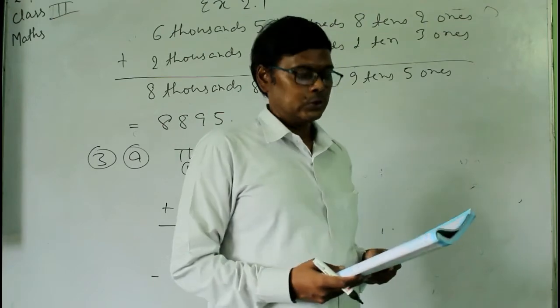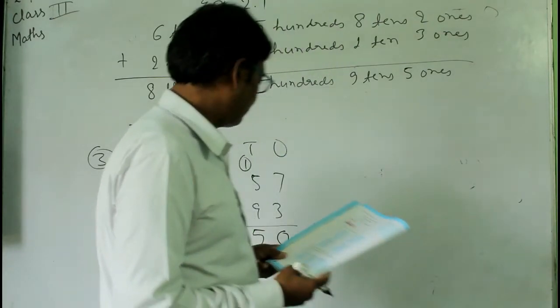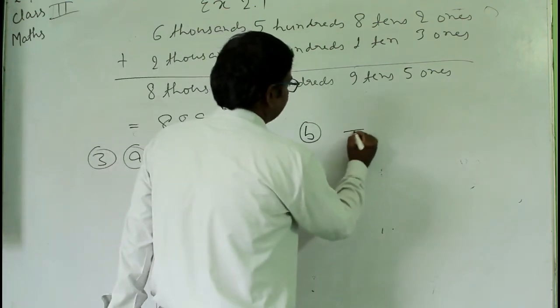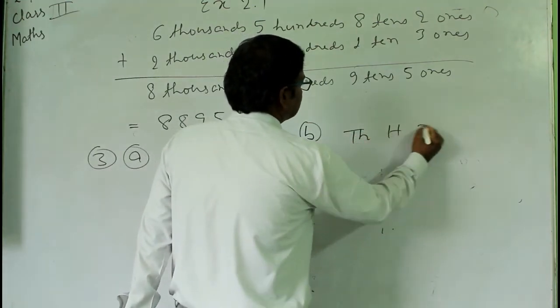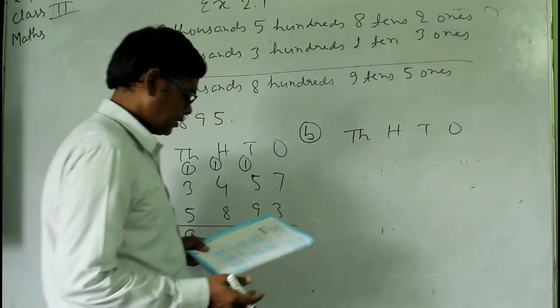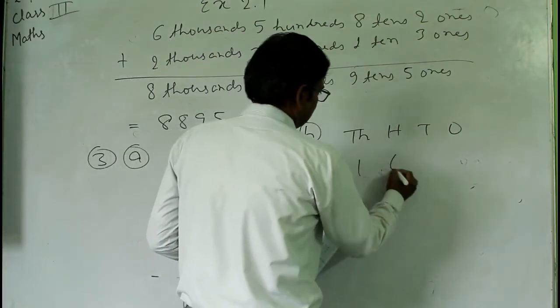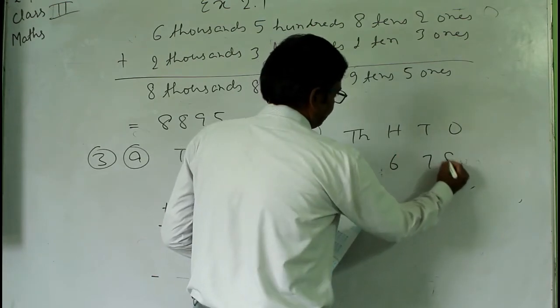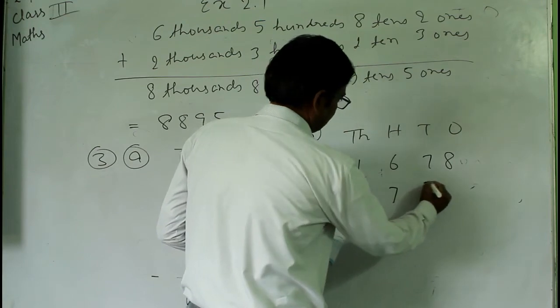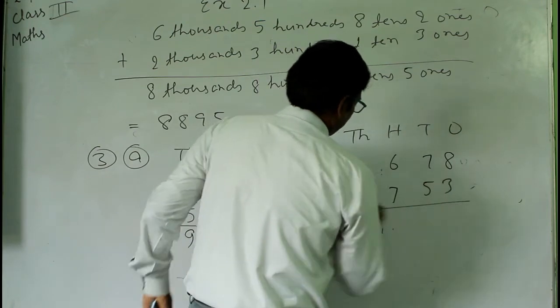Okay, so now question number B. This is A. The next number is B here. Thousands, hundreds, tens and ones. Okay, these are the places. And the number is 1,678. And the other number is 4,753. और इसको प्लस करना है.